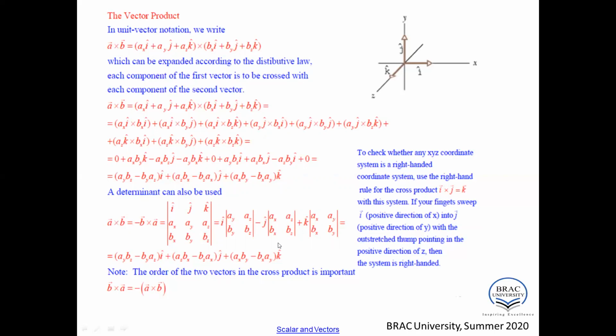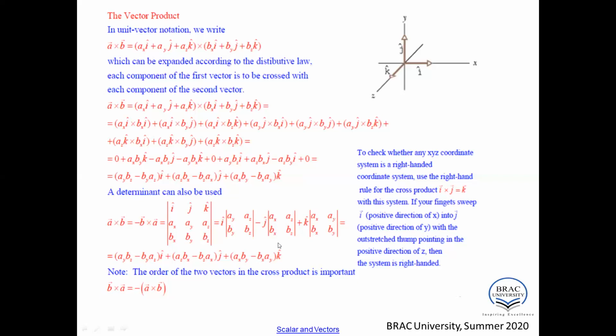Now in case of cross product, if we try to find the cross product of unit vectors, in case of similar unit vectors, say i cross i, it is equal to the magnitude of vector i, which is 1, into 1 into sine 0 degrees. Since sine 0 degrees is 0, the cross product of similar unit vectors is 0. So i cross i equals j cross j equals k cross k equals 0.